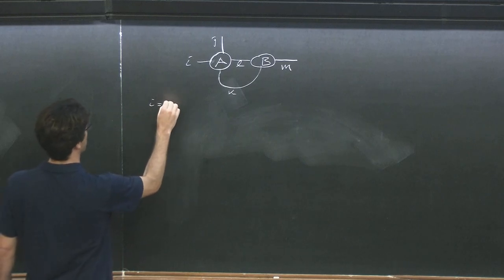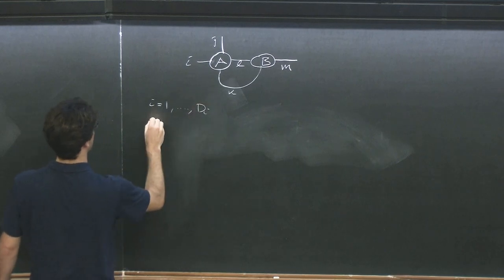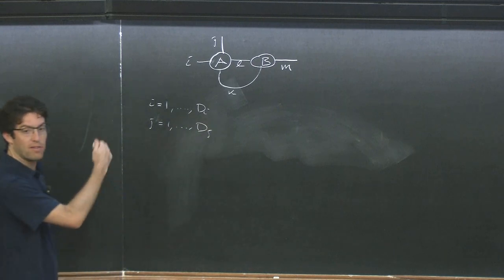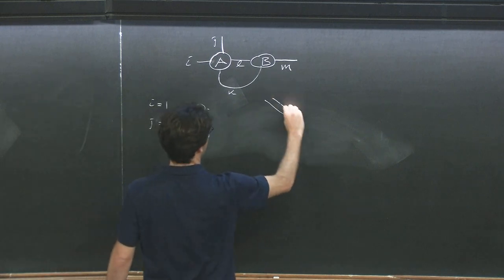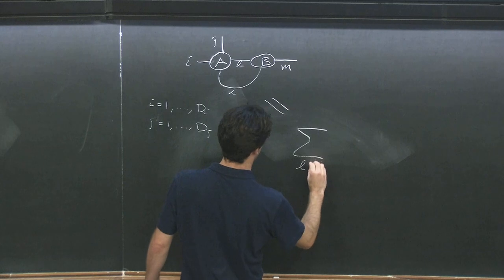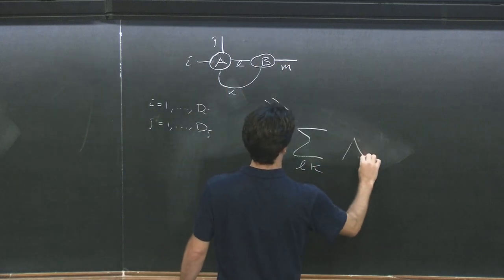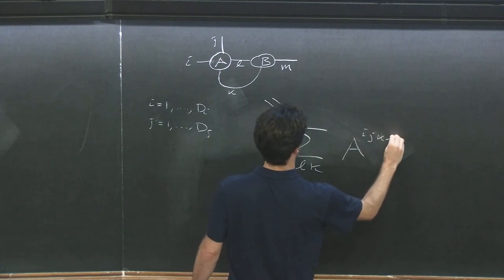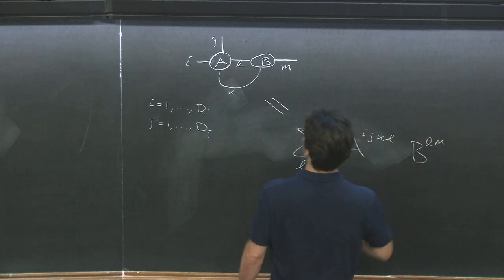Let's say I goes from one up to D_I, J goes from one to D_J, and so on. D just means the dimension of I, the dimension of J. So then what is that diagram? It's just a sum over all the connected indices, that's L and K, holding I, J, and M open. So it's A_{IJKL} B_{LM}.